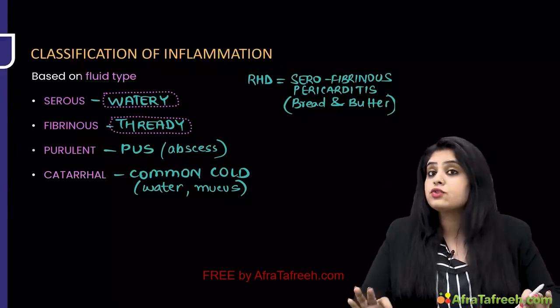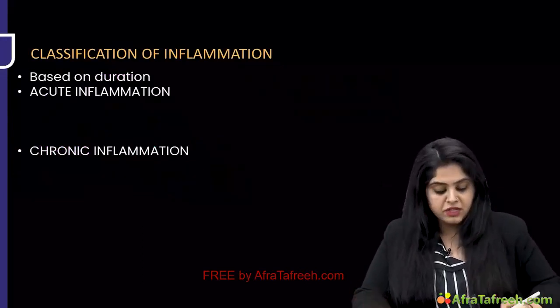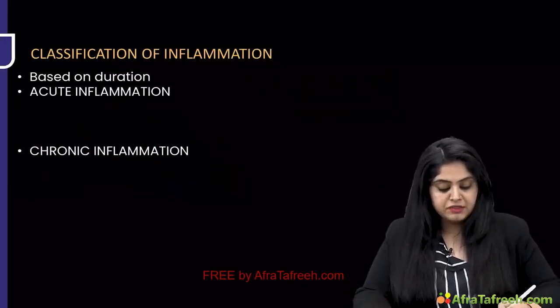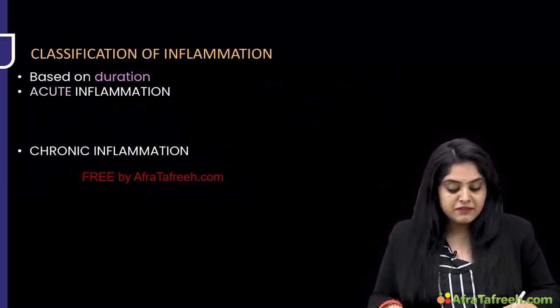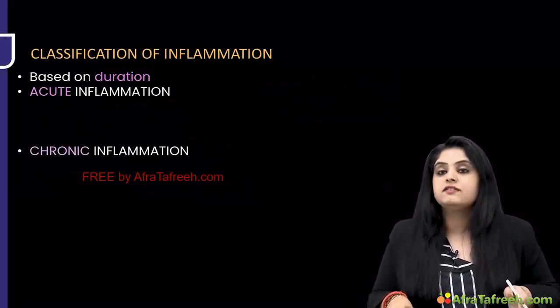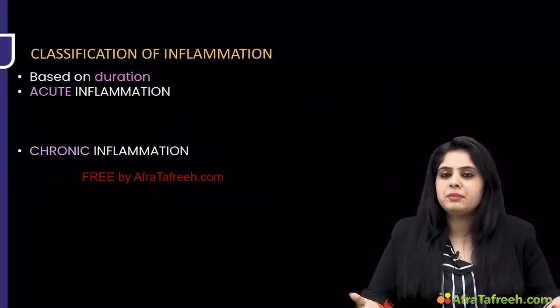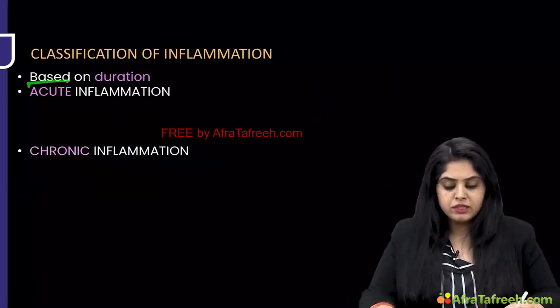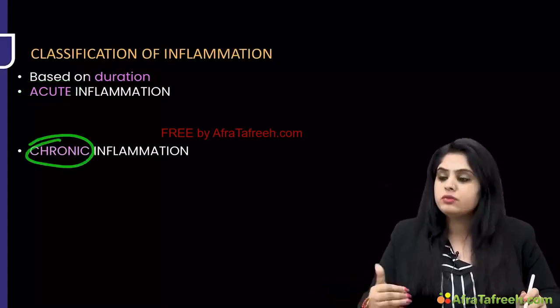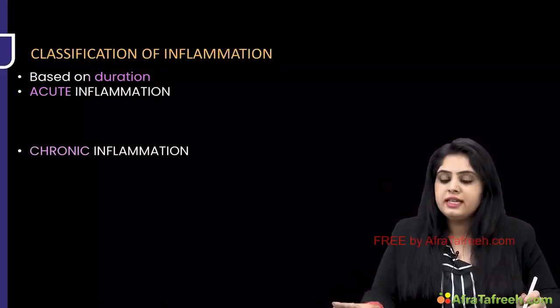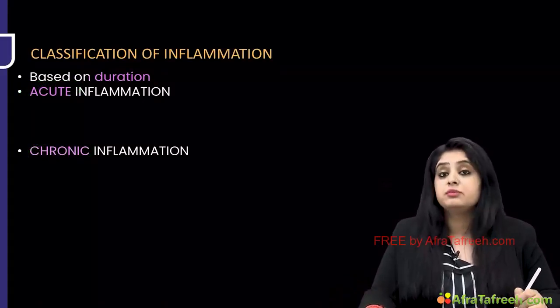The next classification that I'm going to tell you is based on duration, and this is everyone's favorite classification. It's the famous acute and chronic inflammation. Do you know what they ask you in the paper? Everyone knows that acute inflammation means things happen quickly, and chronic inflammation means things happen slowly, in a delayed manner, but they ask you the different types of cells.